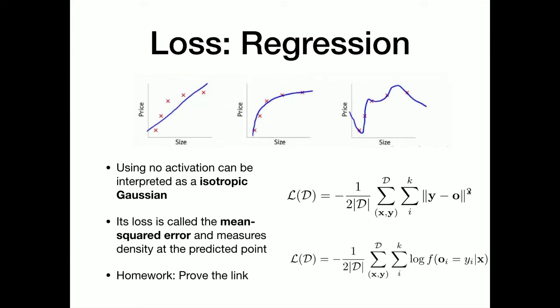You can show that this is the same as minimizing the negative log density of a Gaussian. If you're interested in figuring out why, I encourage you to try to prove it yourself. All you have to do is look at the density, the PDF, of a Gaussian, and then you'll see the link scream at you between the mean squared error, which is this, and the log density.